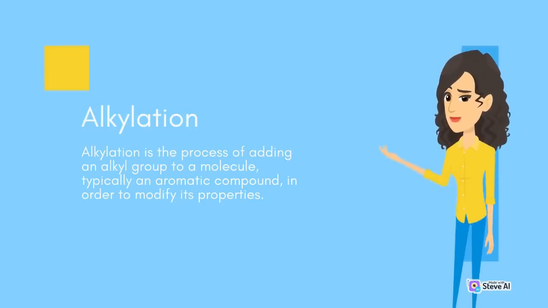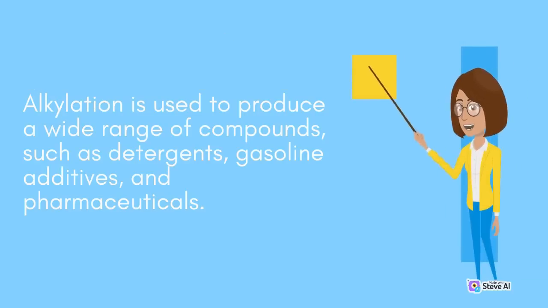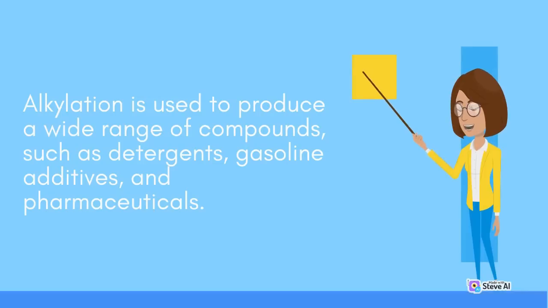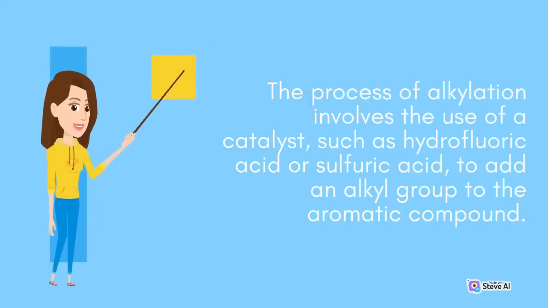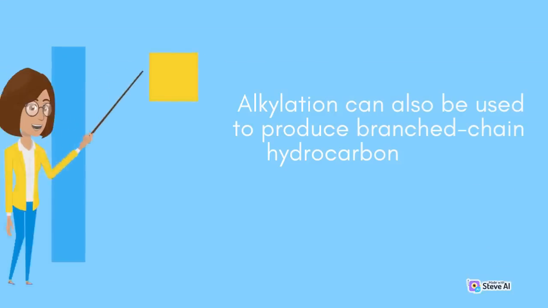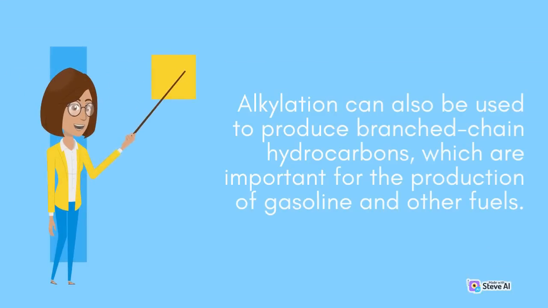Alkylation. Alkylation is the process of adding an alkyl group to a molecule, typically an aromatic compound, in order to modify its properties. Alkylation is used to produce a wide range of compounds, such as detergents, gasoline additives, and pharmaceuticals. The process of alkylation involves the use of a catalyst, such as hydrofluoric acid or sulfuric acid, to add an alkyl group to the aromatic compound. Alkylation can also be used to produce branched-chain hydrocarbons, which are important for the production of gasoline and other fuels.